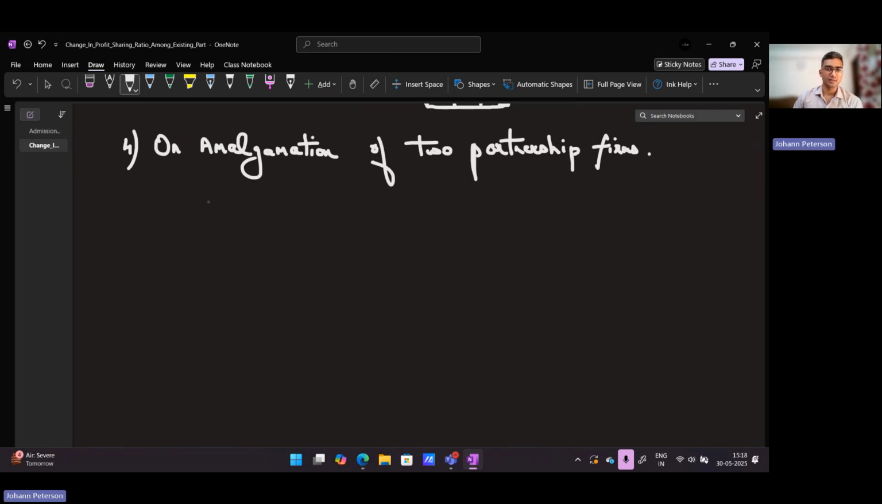So let's say there are two firms which have two partners each. A and B are of one firm. Their profit sharing ratio is 1:2. And there is a second firm, X and Y, where they are getting profits of 3:1. This is the first firm.